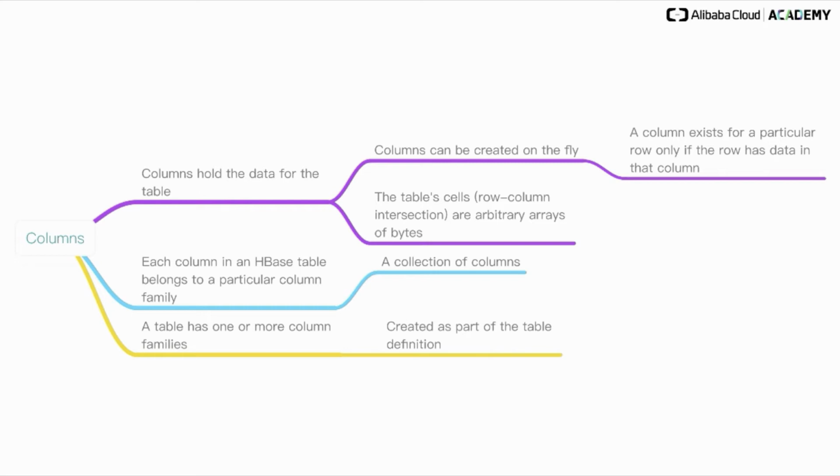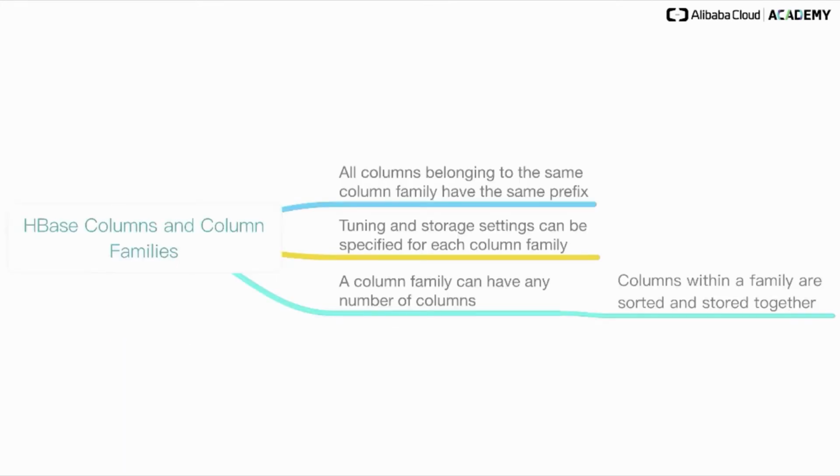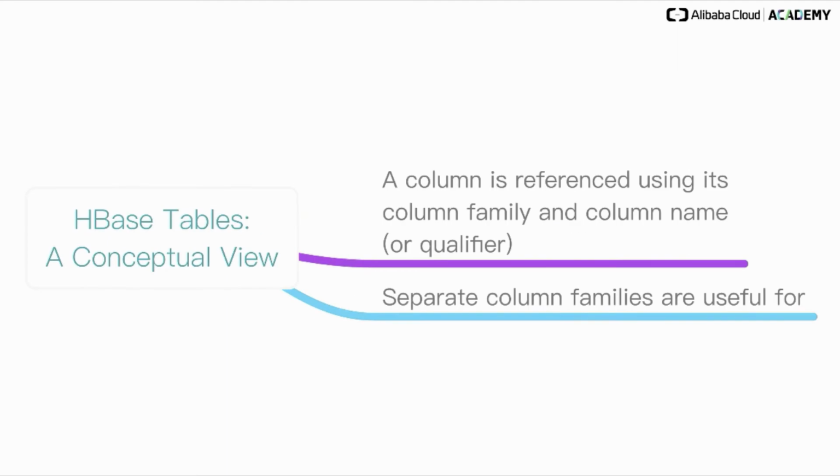Columns hold the data for the table. You can create columns on the fly. The columns in the same column family have the same prefix. You can change the storage setting for each column family, for example, the number of versions of each cell to be stored. The major difference between HBase and a relational database is that in HBase, columns are created on the fly. In a relational database, all columns must be created when you create the table. A column is referenced using its column family and column name or qualifier.